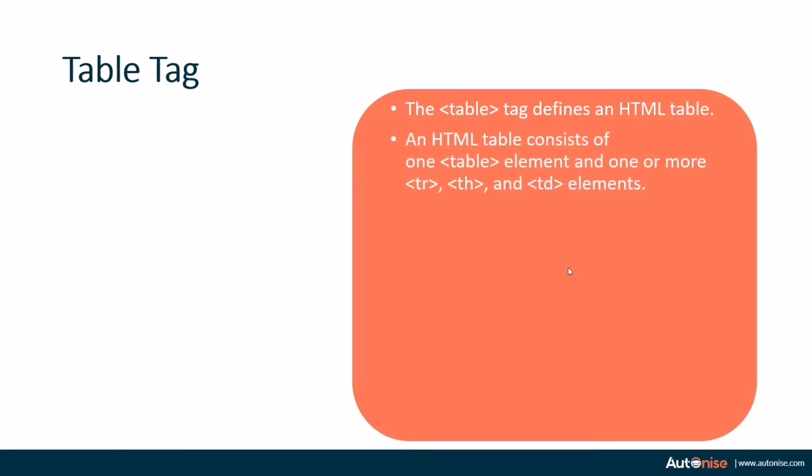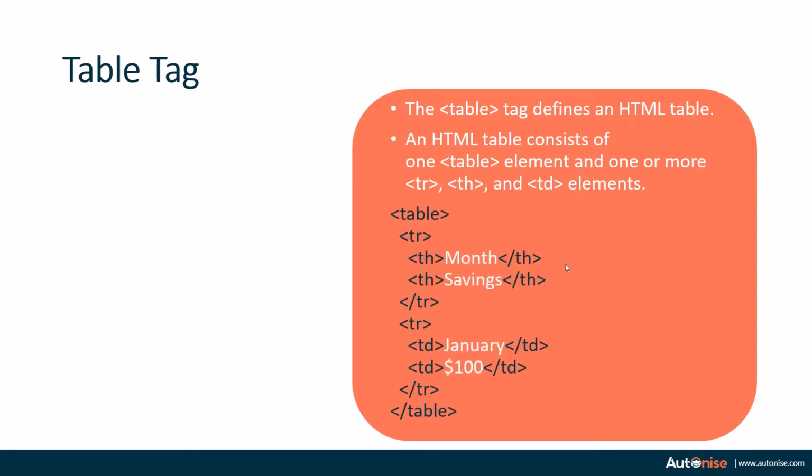Next, let us have a look at the table tag. The table tag defines an HTML table. The HTML table consists of one table element and one or more tr, th, and td elements. The tr tag stands for table row, th stands for table heading, and td stands for table data. So this is one example code. First, we have the table element. Next, we have two table rows.